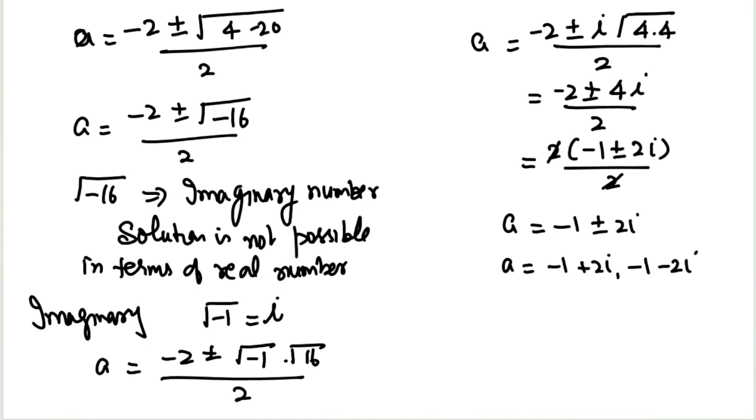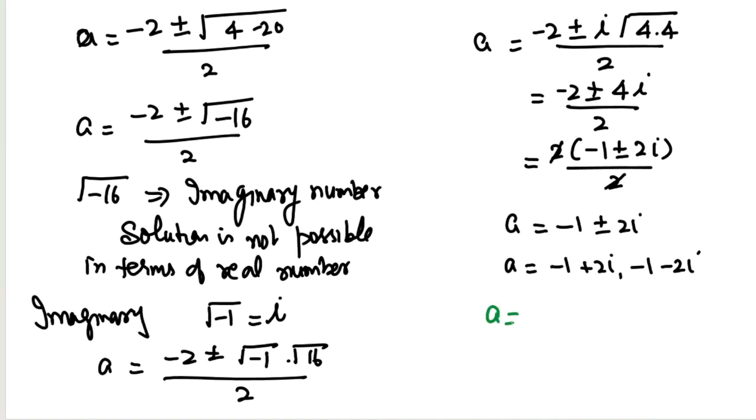अब एक वैल्यू हमने फाइंड की थी a इक्वल टू 2, एक वैल्यू हो गई -1 plus 2 iota और -1 minus 2 iota is the solution of this given problem.